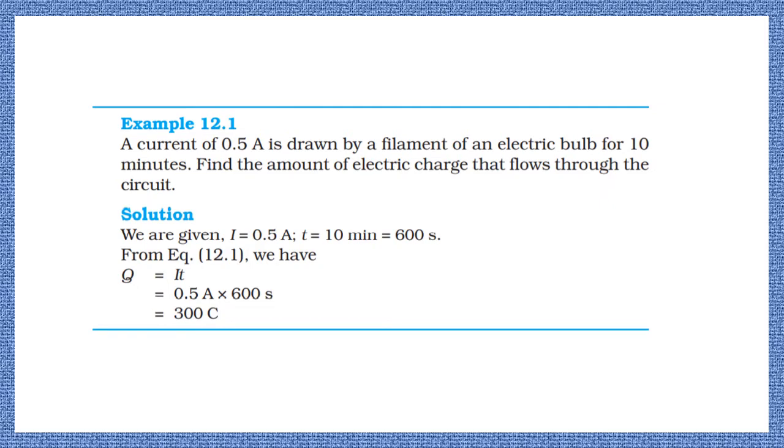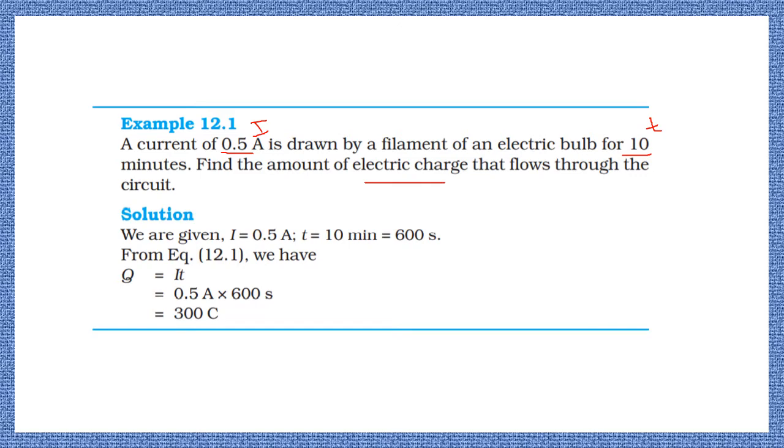One example is given in your book, example 12.1. Let me read out the example for you. A current of 0.5 ampere is drawn by a filament of an electric bulb for 10 minutes. That is t, 10 minutes, and that is I. Now you have to find out the amount of electric charge that flows through the electric circuit.